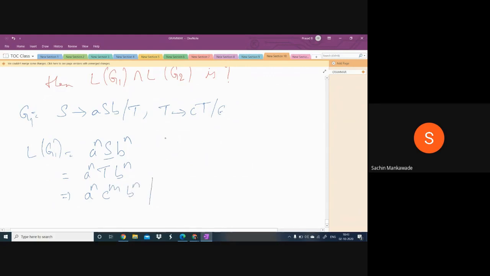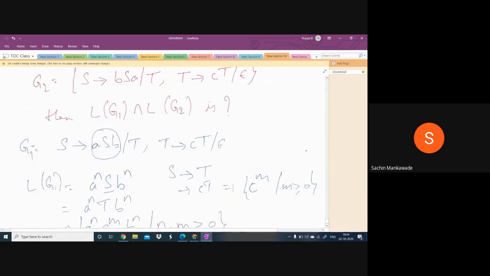Here S derives ASB. Instead of ASB, if I go directly to T, then T can be epsilon or CT, CT, CT. So the A's and B's can be 0 and the C's can also be 0 if I go directly to epsilon. So N, M greater than or equal to 0. This language can generate only C's also: S derives T, then T derives CT, CT, CT, so you get only C's where M can be 0, 1, 2, 3. This is L of G1.